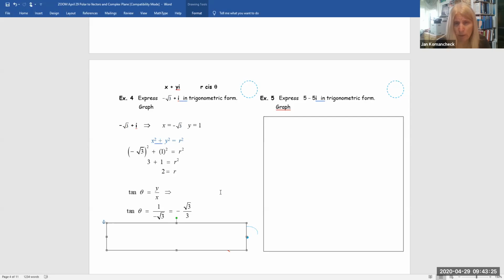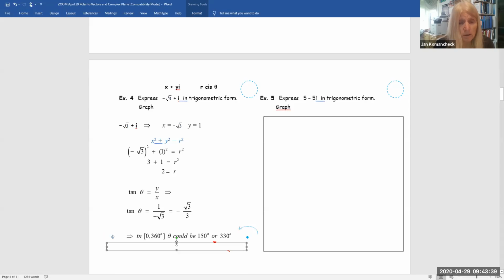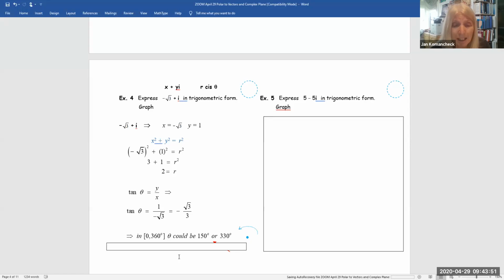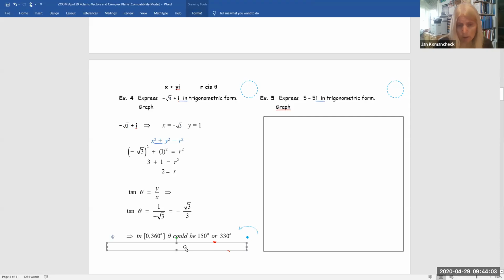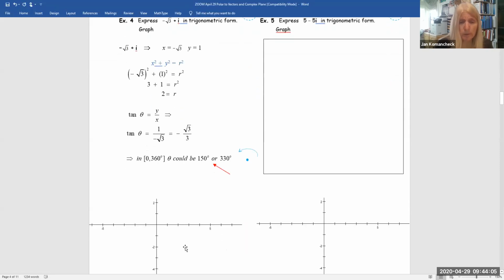Which quadrant do I want to be in? That's the big question. Do I want the angle of 5 pi over 6, which is 5 times 30 degrees, that is 150 degrees, or do I want 330 degrees, which is 11 pi over 6, 11 times 30 degrees? I've got to decide which angle to use. I can't use both of them. Can I? No. What do I do?